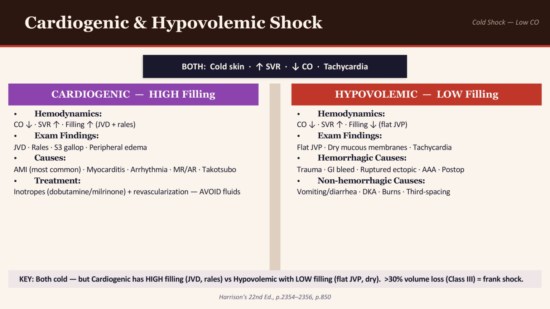Flat JVP, dry mucous membranes, tachycardia, and you're looking for a source of volume loss: trauma, GI bleed, ruptured ectopic, ruptured AAA on the hemorrhagic side; vomiting, DKA, burns, and third spacing on the non-hemorrhagic side. Lose 30 to 40% of your blood volume, that's class 3 hemorrhage, roughly 1.5 to 2 liters, and you're in frank shock with confusion, tachycardia, and hypotension. Beyond 40% is class 4, pre-terminal.